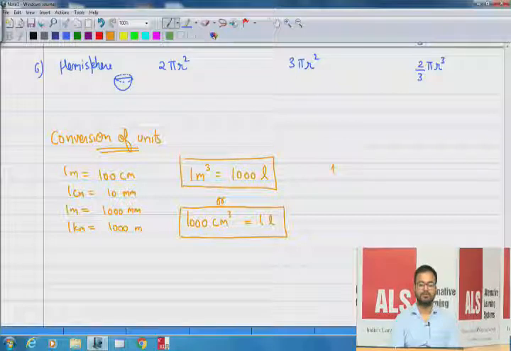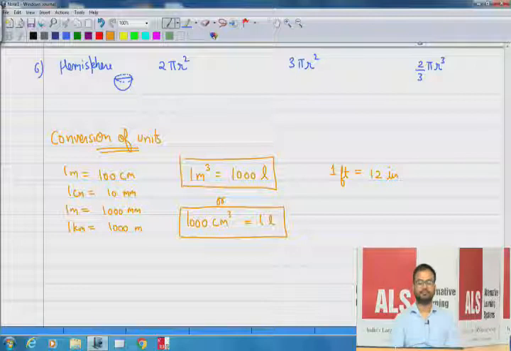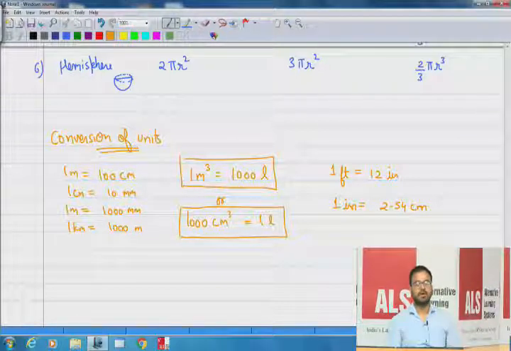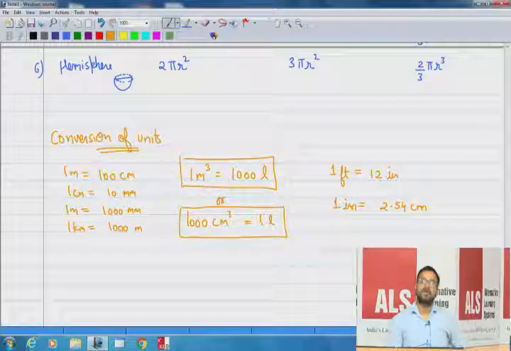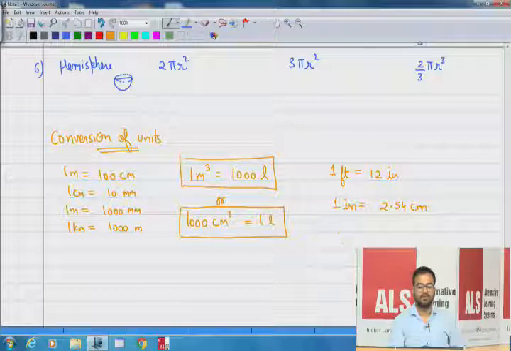And sometimes you will also use 1 feet is equal to 12 inches and 1 inch is equal to 2.54 centimeter, exactly 2.54. Note it down this thing also. 1 feet 12 inches के इक्वल होगा और 1 इंच में 2.54 सेंटीमीटर होंगे. Similarly, यार्ड भी कभी कभी यूज हो सकता है. 1 yard is equal to 3 feet.